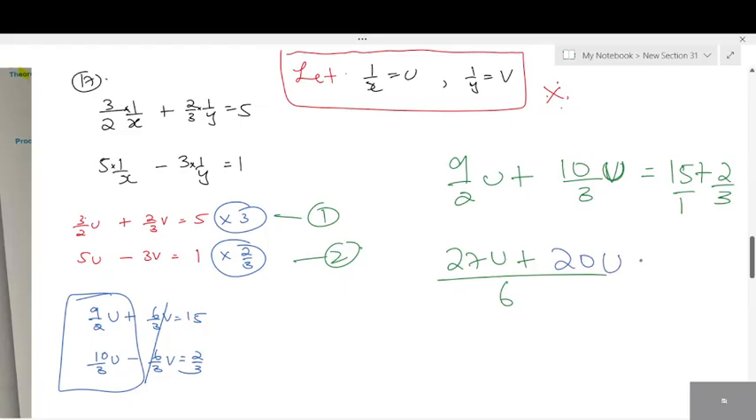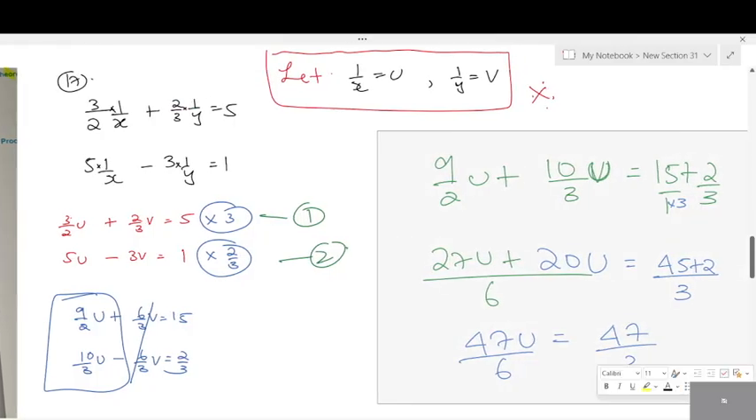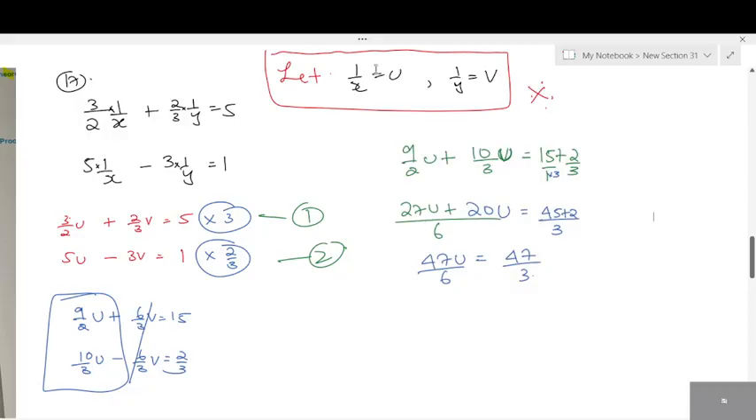20. Okay, here what's the LCM? 3 is the LCM, right? When you multiply 3 into 15 is 45, plus 2. How much is 27 plus 20? 47u is equal to 3. Okay, cross multiply. I'll tell you one thing: if you try to cross multiply here, it would take a lot of calculation time. So, what do we need to find here? Value of which variable? U.